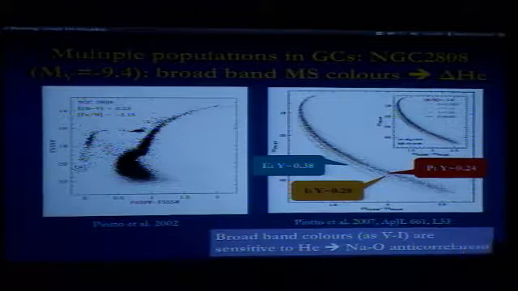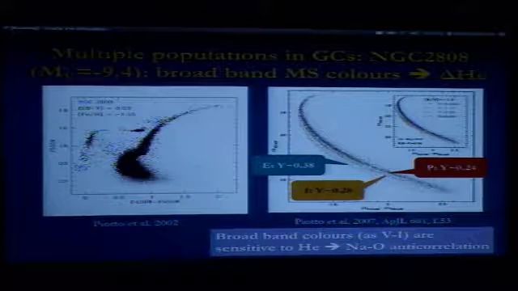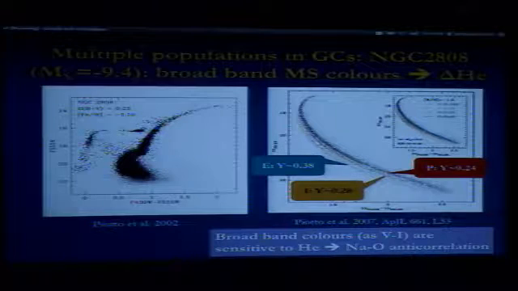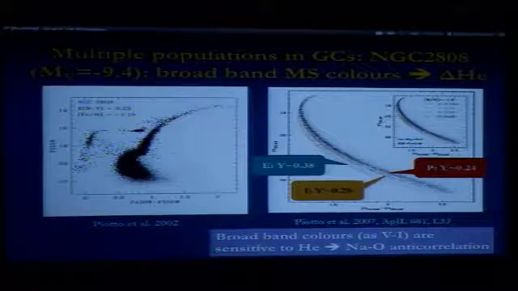The interpretation in terms of helium abundance: helium 0.24 for the main sequence, the most populated one, 0.28 for this one, and 0.38 for this one. Very high helium. This, however, is about 25% of the stars in the cluster that have this high helium.